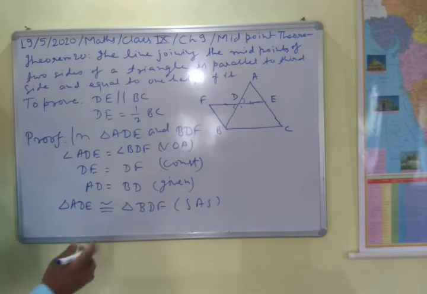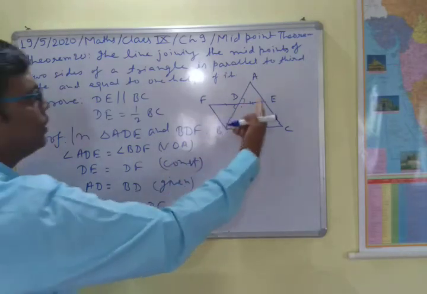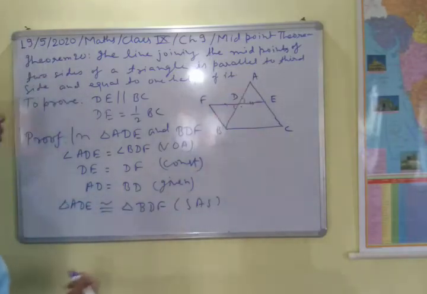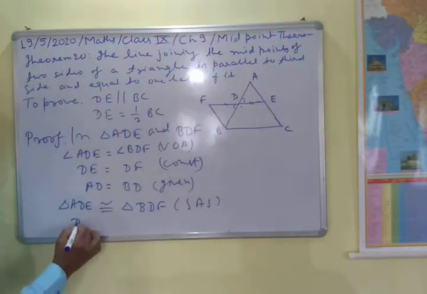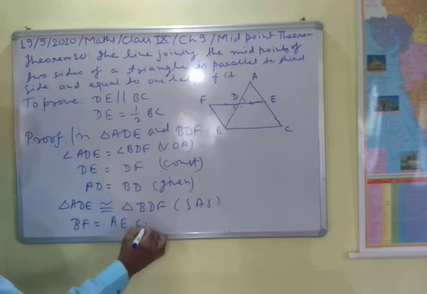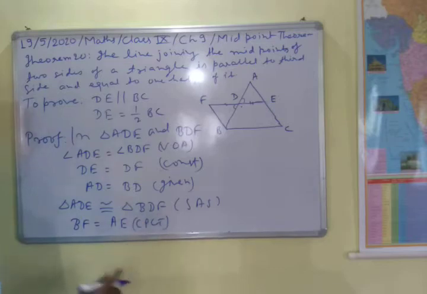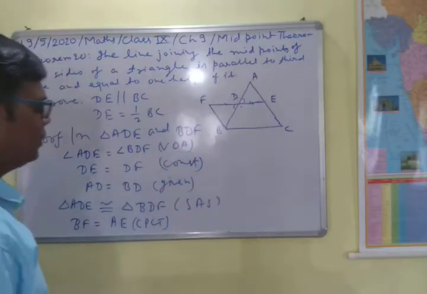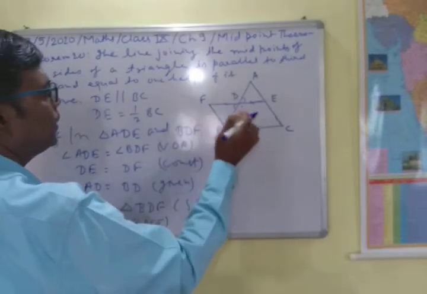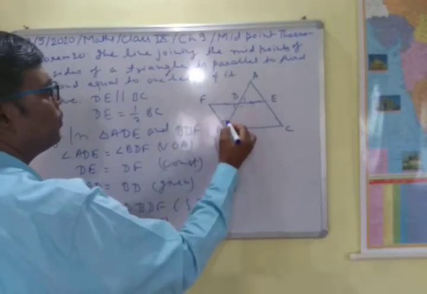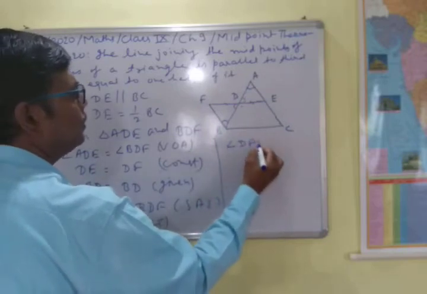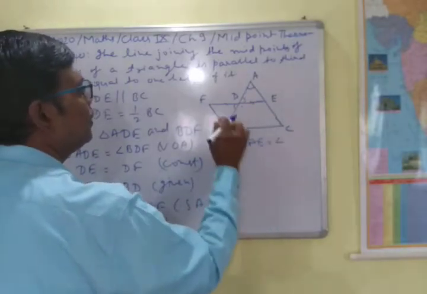And next, when the triangles are congruent, then we will write here that BF equals AE, that is CPCT. Okay, BF equals AE, and also you have that this angle is equal to this angle. That is angle DAE equals angle FBD.